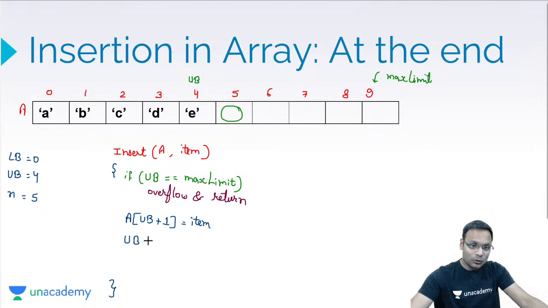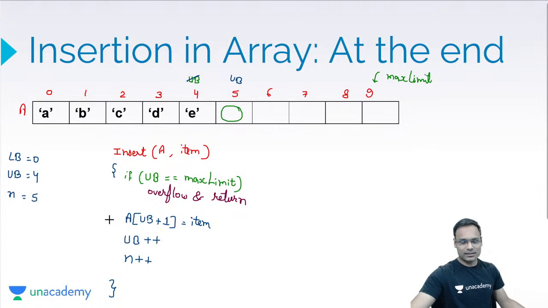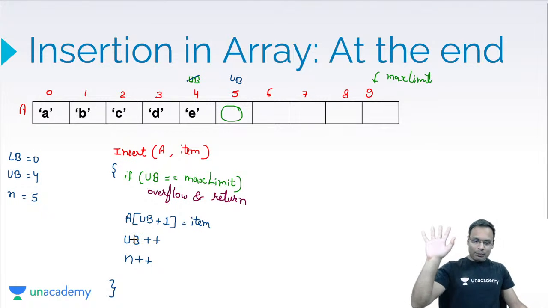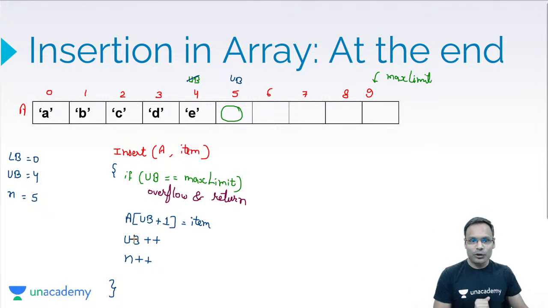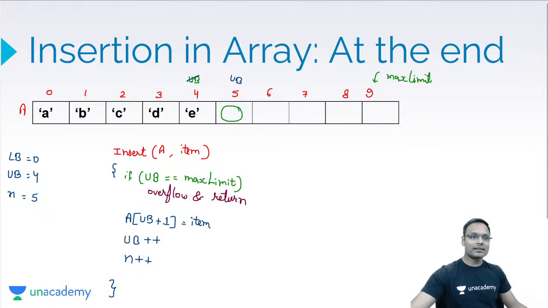After that, I'll have to do this upper bound plus plus. So upper bound comes here. And then I'll also have to do n plus plus, since the number of elements will also increase if I'm maintaining this. That's it. Is that all? Yes. What is the complexity?